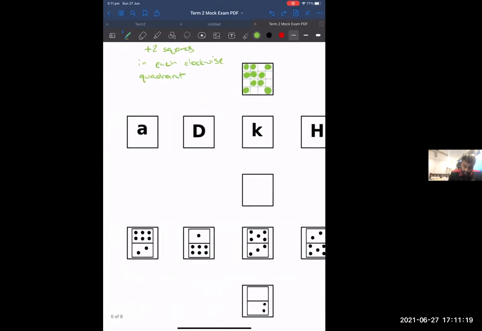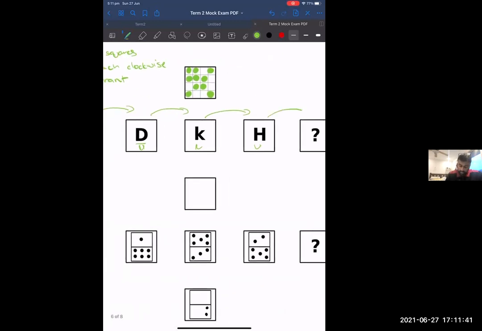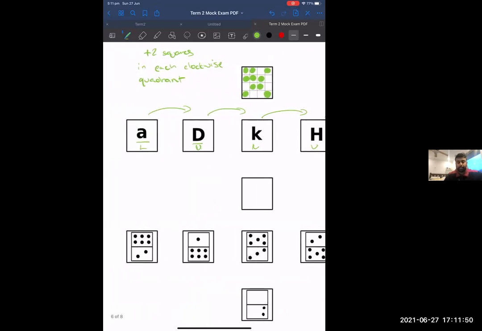So from A to D, what changes? First of all, this is a lowercase and this is an uppercase letter. So lowercase, uppercase. From D to K, what happens? Lowercase. K to H, uppercase. So that's one thing that we noticed. So the next letter, should it be uppercase or lowercase? Lowercase. Perfect.